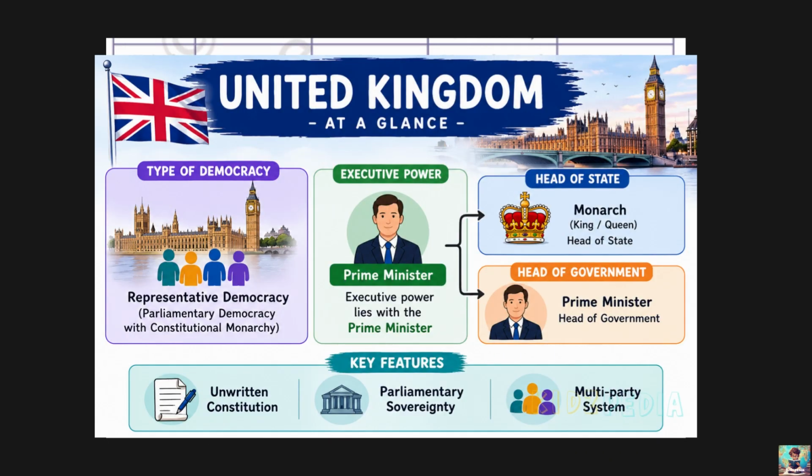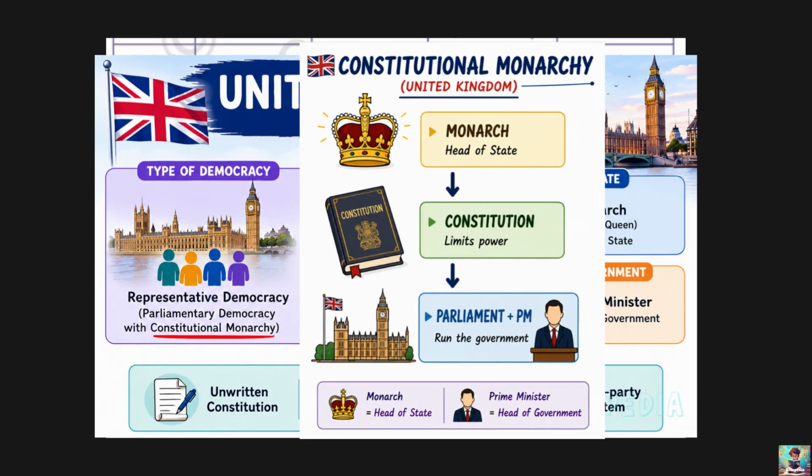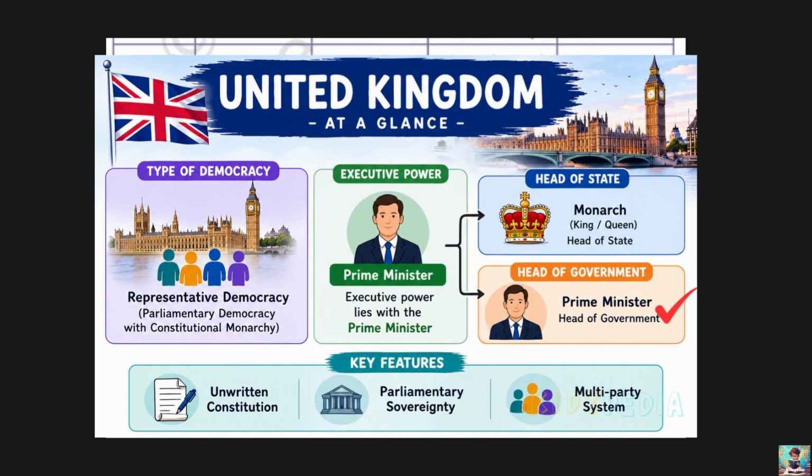Next is United Kingdom. The United Kingdom has a representative parliamentary democracy with a constitutional monarchy. What does constitutional monarchy mean? It means there is a monarch as the head of state, but the government is run through the democratic system. The Prime Minister is the head of government and the executive power lies with the Prime Minister. The United Kingdom has an unwritten constitution and a multi-party system.